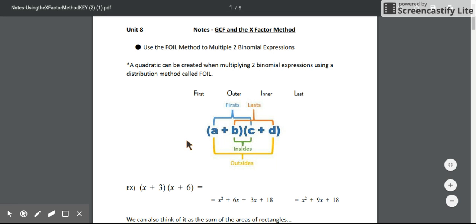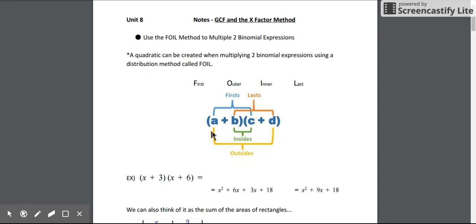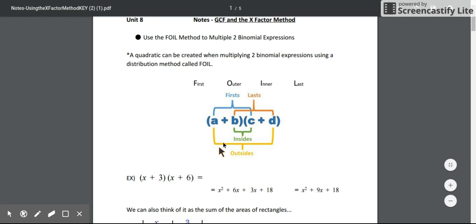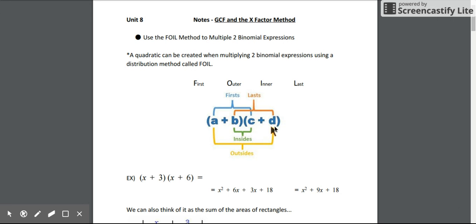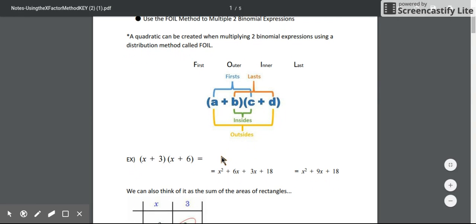Whenever we do that, one method to use is called FOIL. It's just an organizational method to help you remember to multiply each piece of our binomial. FOIL is an acronym that stands for first, outer, inner, and last. And so that's just the order in which we multiply to help us stay organized. So when we multiply the first terms, we're multiplying the terms that are in front of our two binomials. Then we multiply the outer terms, the terms that are on the outside, together. Then we multiply the inner terms together. And then we multiply the last terms in each binomial together. And when we do that, we should multiply all of our pieces together. There'll be one additional step. We'll see what that is in a second here.